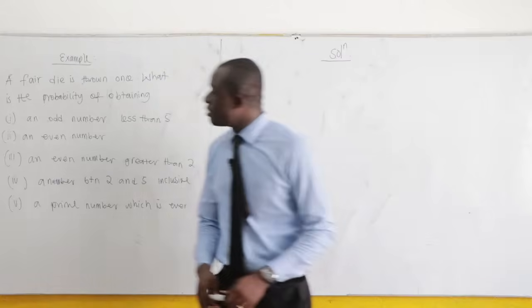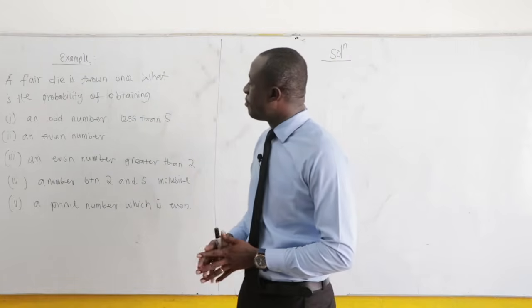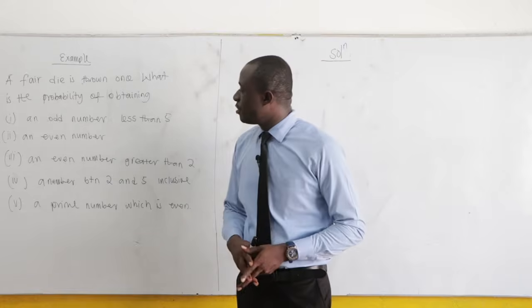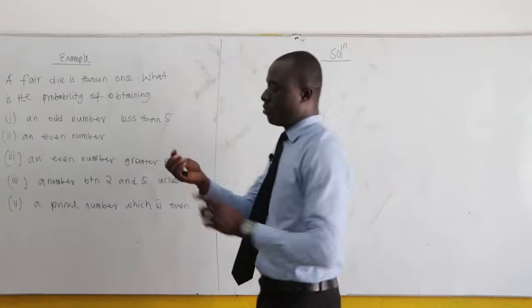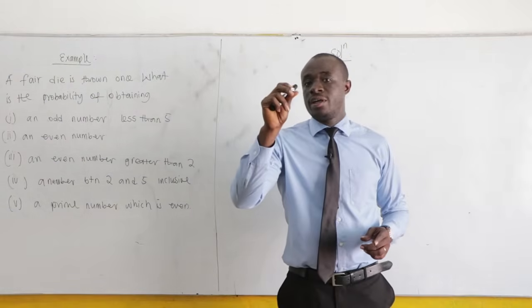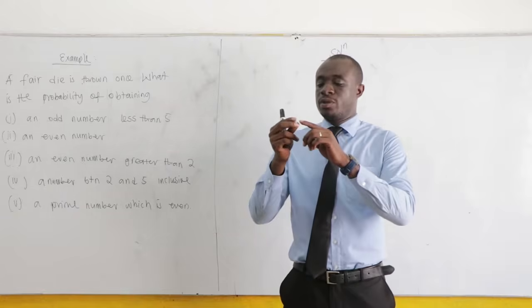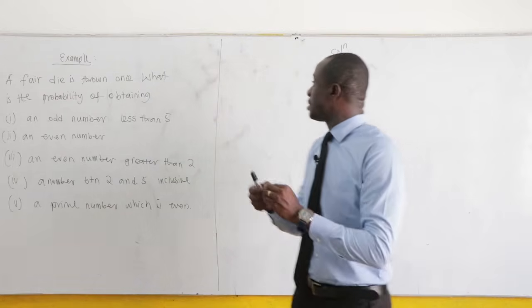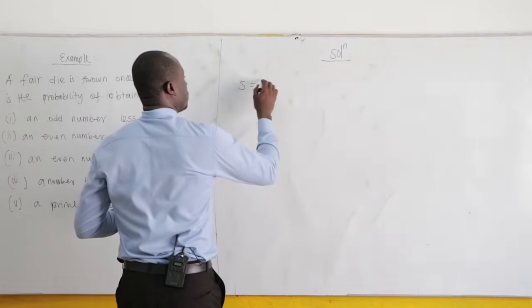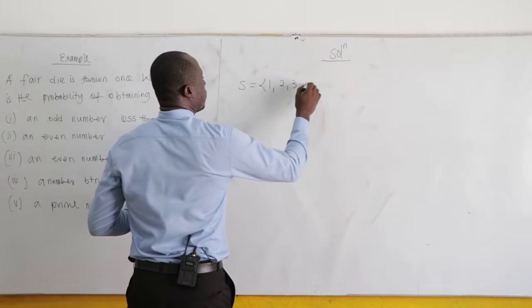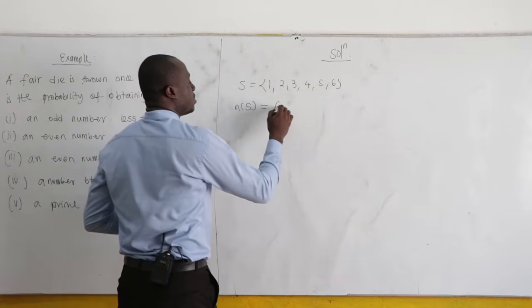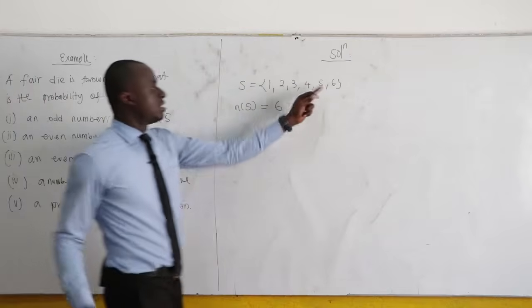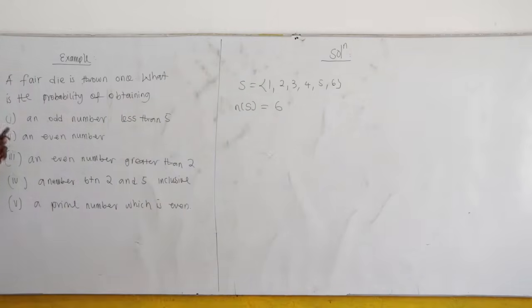Now let's consider this example. A fair die is thrown once. What is the probability of obtaining an odd number less than 5? Now we have a die. This is the die. What do you think would be the sample space for a die? For a die, the sample space ranges from 1 to 6. So our sample space would be 1, 2, 3, 4, 5, 6, and we know our number of sample space is 6 different elements. So we have 6.